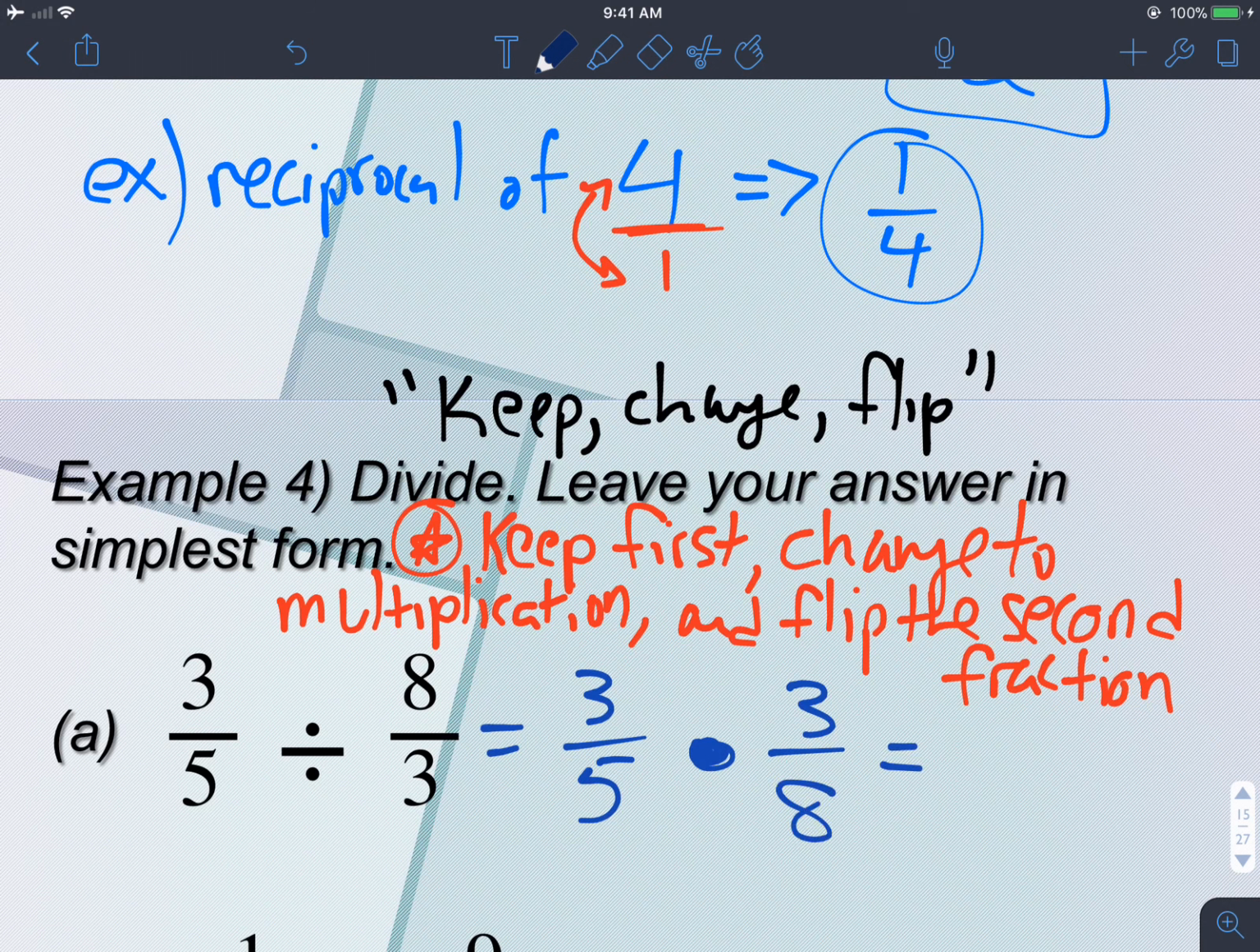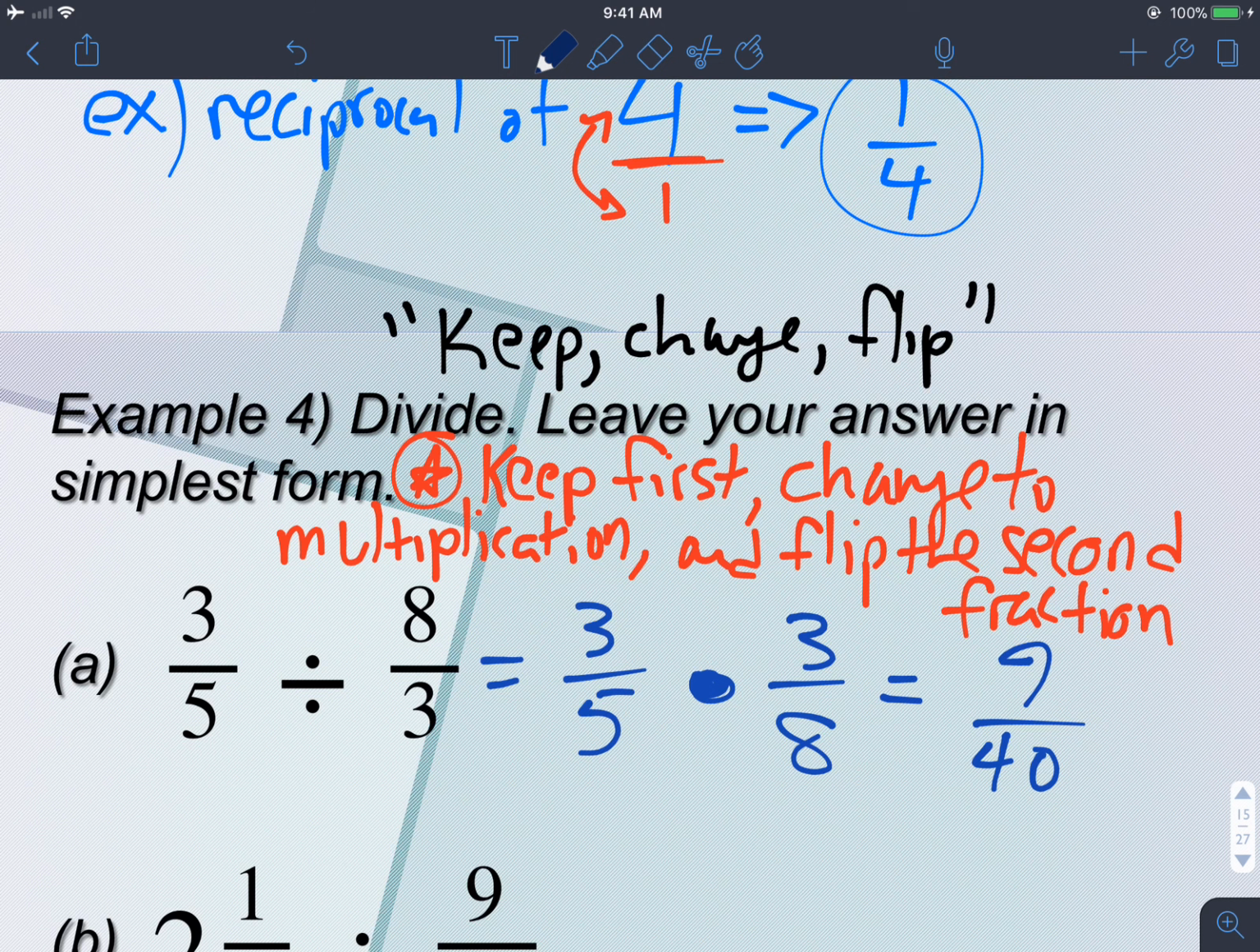So 3 times 3 is 9. 5 times 8 is 40. And does that reduce?